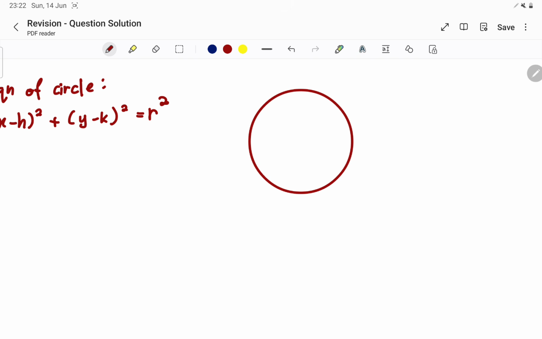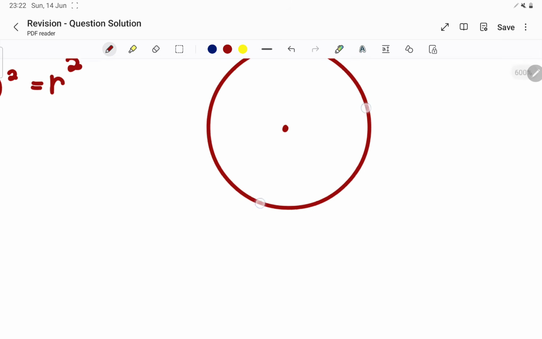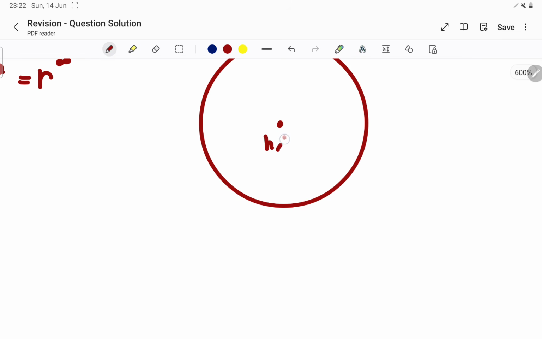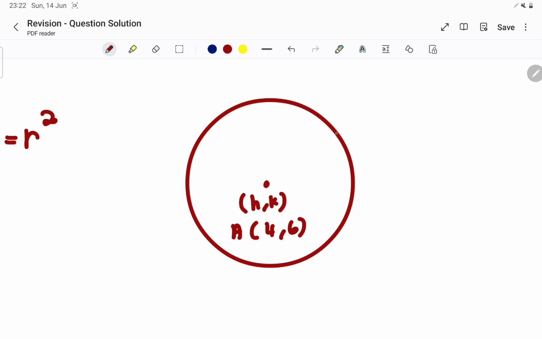Okay, and then here we have A in the middle, which is the center. The center that you have is actually the point H and K, where A represents (4, 6), and then here you have P, which is equal to (x, y).